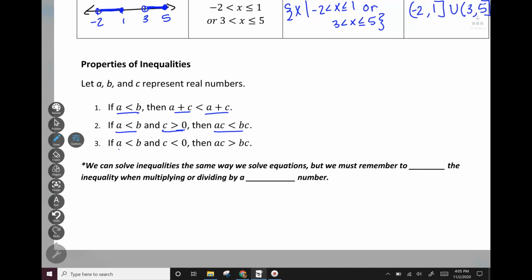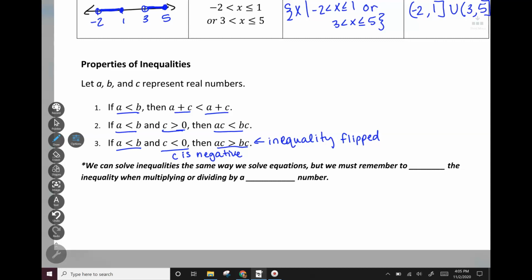Number 3, if A is less than B and C is less than 0, so C is negative, then AC is greater than BC. So notice the inequality flipped when you multiplied by a negative C. Okay, so that's exactly it.